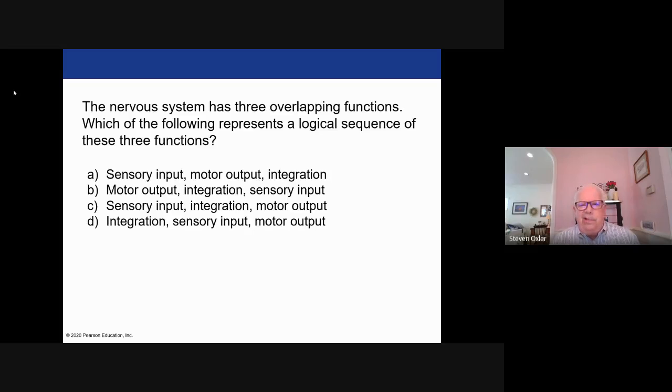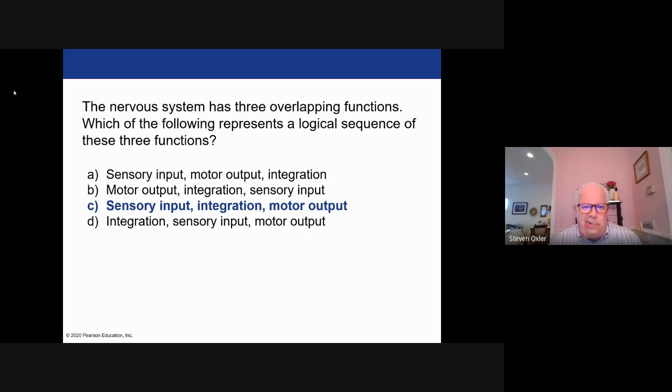The nervous system has 3 overlapping functions. Which of the following represents a logical sequence to these 3 functions? C. Sensory input, integration, and motor output. That's the right answer. But let me ask it another way.